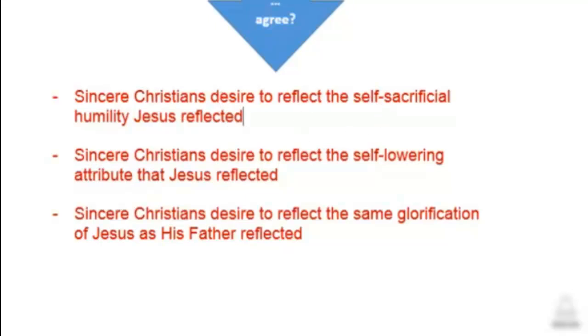It wouldn't be very hard for you to figure out which passage we're talking about here if you know your Bible, but that's really not an important point. I'm talking about the way that we outline these things. So sincere Christians desire to reflect the self-sacrificial humility that Jesus reflected. Sincere Christians will go on to desire to reflect the self-lowering attribute that Jesus reflected, and so forth.